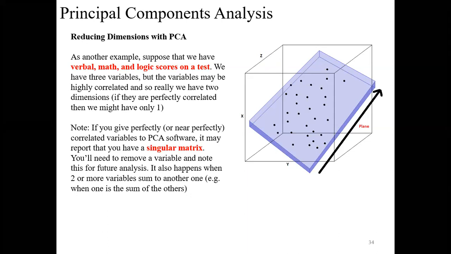So here's a higher dimension example. So let's say we've taken tests that have scores for verbal, math, and logic tests. So we have 3 variables, but we would expect there'd be some correlation between those variables, okay? And so really, we probably have less than 3 dimensions, okay? So if they're all perfectly correlated, then we might only have 1 dimension. Of course, that isn't the way things work, but you would expect some level of correlation here, okay?